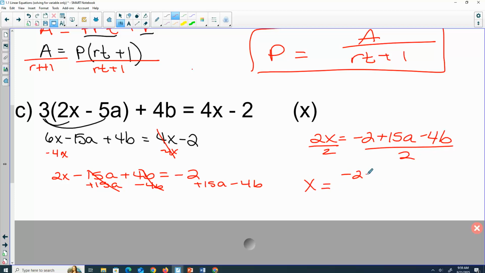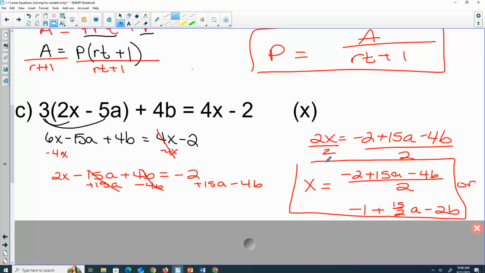You could leave it as a big fraction, because not everything on the top can be divided by 2. So you could leave it like this. Or if you divided each term by 2, you would have a negative 1, 15 over 2a minus 2b. Either one is fine. And again, the order of the terms might be different. That's okay as well.